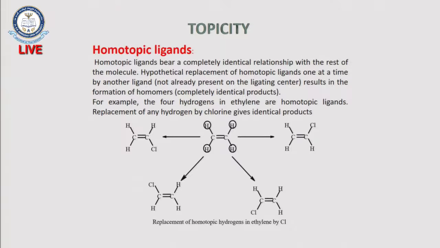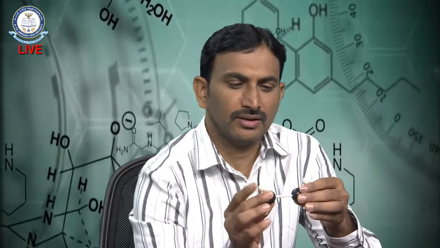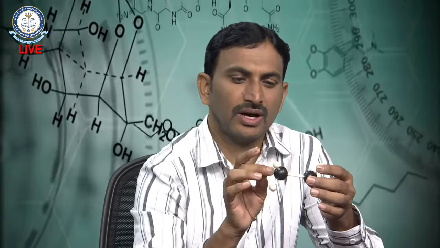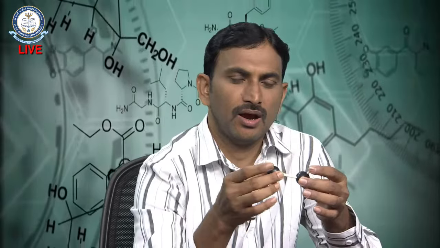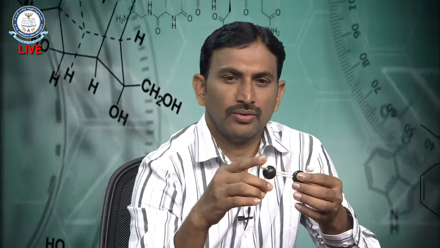So for example, we will go with one model here where this is the olefin compound. So in this alkene olefin compound, you can see four hydrogens: on C1 carbon you can see two hydrogens, on C2 carbon you can see two hydrogens. So total four hydrogens attached on this particular olefin compound. Now these two hydrogens are same and these two hydrogens are same. So these two hydrogens are said to be homotopic and these two hydrogens are said to be homotopic pairs.